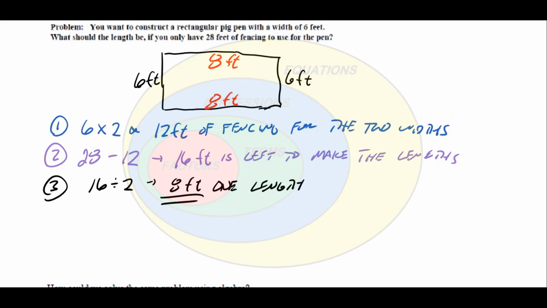But think about the calculations that we made. It's quick things that you can keep track of in your head. It's things that you can think through and calculate at the same time. Like, how much fence am I using for the widths? Well, 6 times 2 is 12. I can keep track of this 12. Then I use it to figure out how much is left for the lengths. And so I take 28 minus 12, and I could probably do that in my head. And then I realize that one of the lengths would be 16 divided by 2, right?